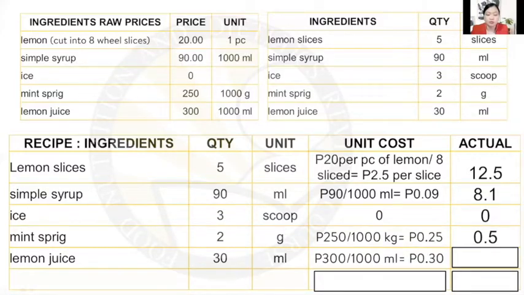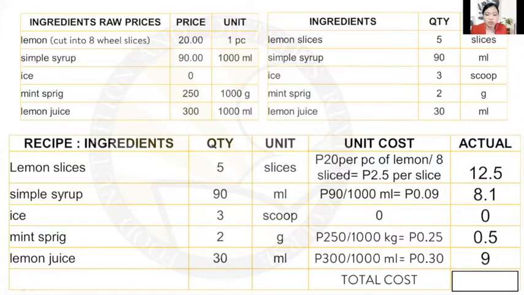Then for the lemon juice, 300 divided by 1,000 ml will give us 0.30. That is 9 pesos. And the total cost of our lemonade is 30.10, or 30 pesos and 10 centavos.